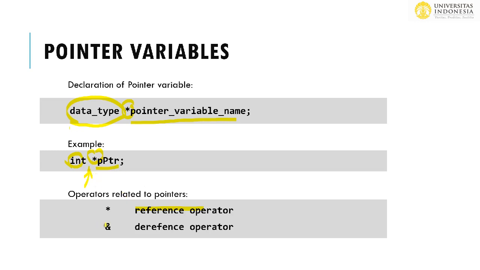And you're also familiar with the ampersand sign. It is the address operator. And we can see that these two operators are very important when you deal with pointer programming. I mean, if you want to manipulate data through addresses and you use pointer variables, then you have to be precise and put the correct operators here.